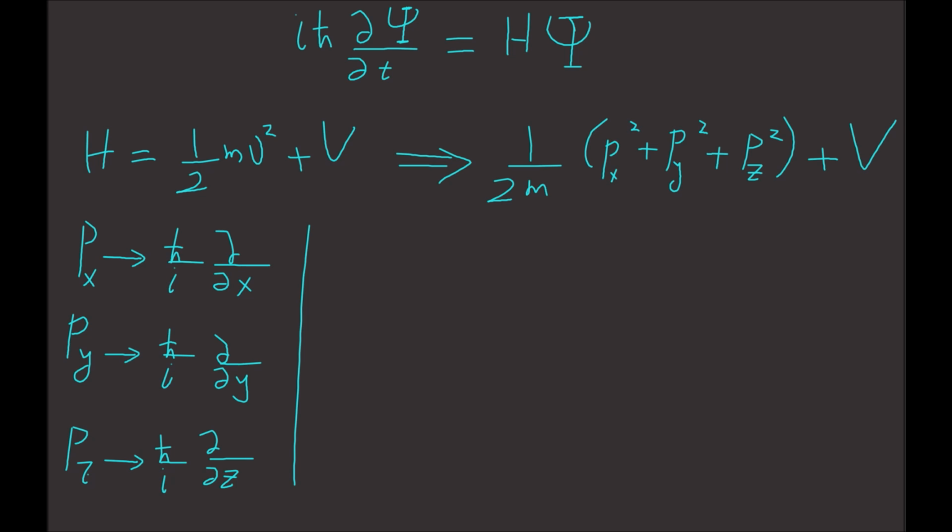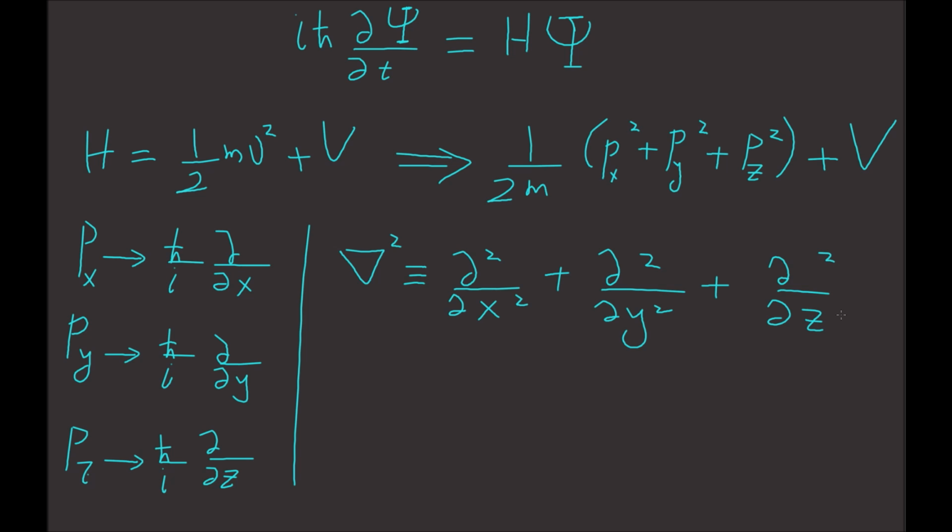Let's remind ourselves of the Laplacian. So the Laplacian reads nabla squared, this thing here called nabla. Nabla squared, or the Laplacian, in Cartesian coordinates is defined as the second partial derivative with respect to x plus the second partial derivative with respect to y plus the second partial derivative with respect to z. So this is the Laplacian in Cartesian coordinates.